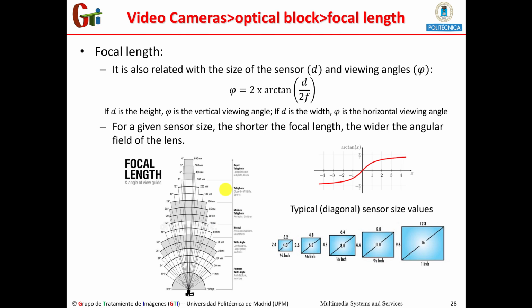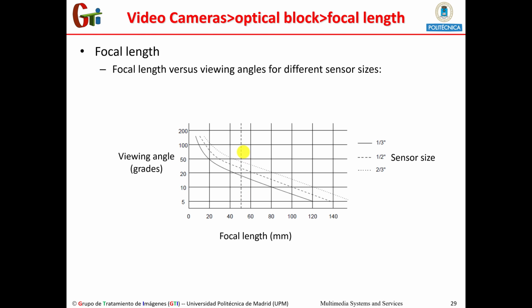The focal length is also related with the size of the sensor, according to this formula. The size of the sensor is related with the viewing angle. A higher sensor size implies a higher viewing angle for the same focal length. Okay, we can appreciate this more easily in this graphic, in which we see the typical curves of the viewing angle according to focal length and for different sensor sizes.